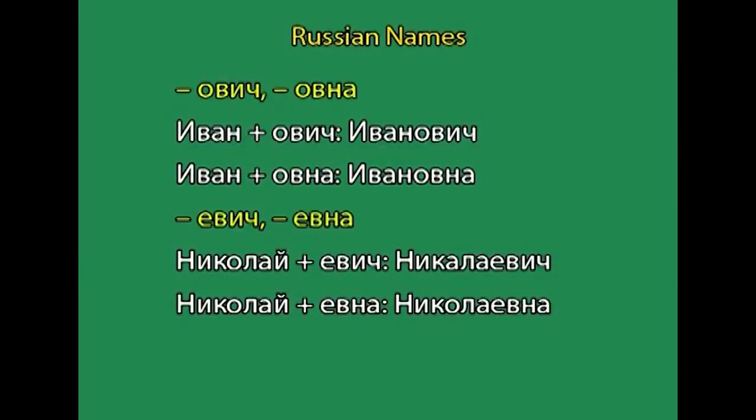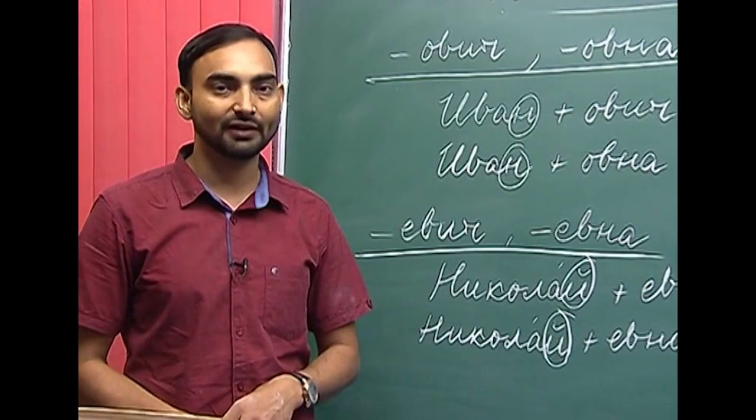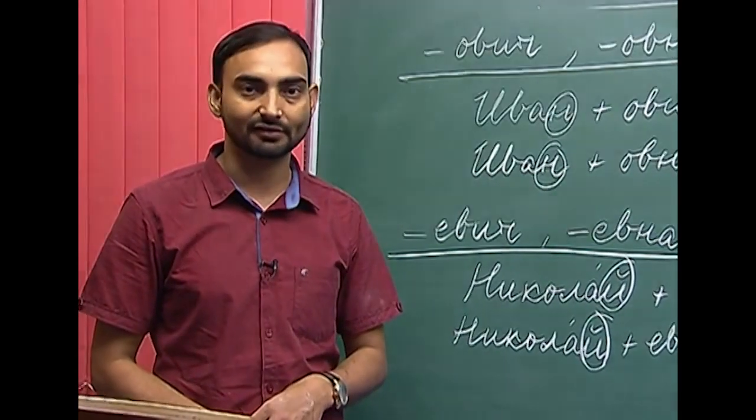So, now it must be clear to you that if a first name ends with a hard consonant, then we use ovich and ovna suffixes, and if the first name ends with e kratke, then we add yevich and yevna. So, now we will look at some other suffixes.